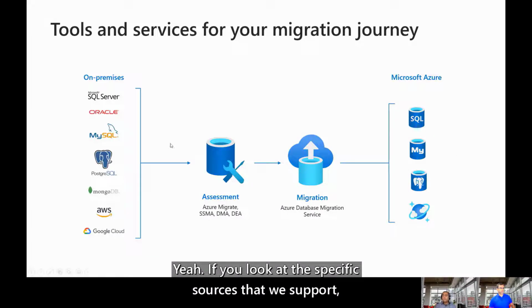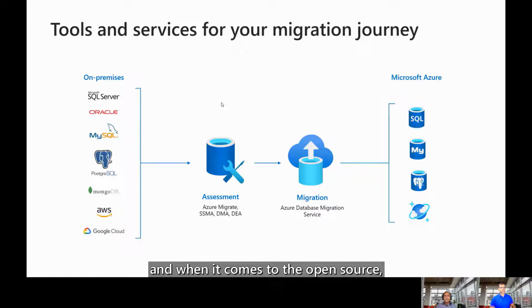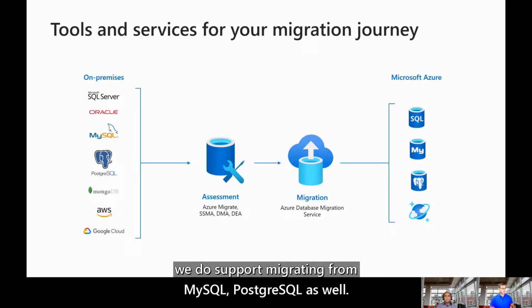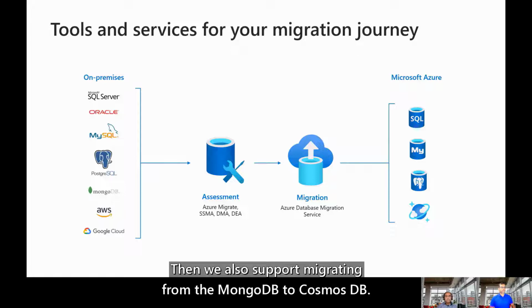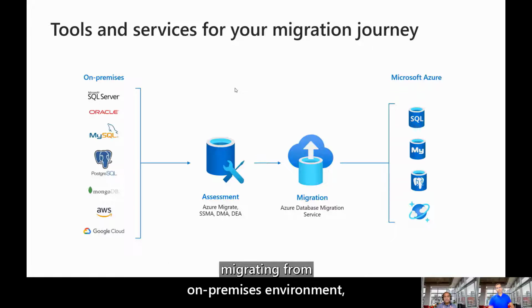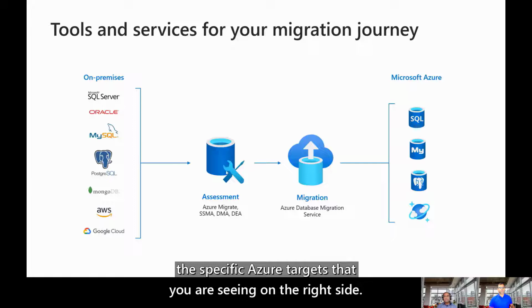So if you look at the specific sources that we support migrating from, SQL Server as well as Oracle. And when it comes to the open sources, we do support migrating from MySQL and PostgreSQL as well. And then we also support migrating from MongoDB to Cosmos DB. Not only that, we support migrating from on-premises environments, we also support migrating from other clouds like AWS and Google Cloud, so that you can migrate to the specific Azure targets that you are seeing on the right side.